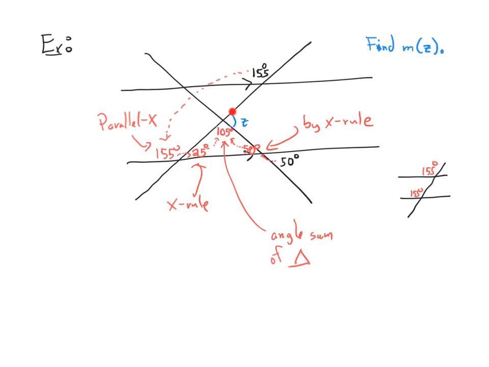Great. And then finally, well, if this guy is 105 degrees, this guy is definitely an adjacent angle to it. Here's our x. So this guy has to be 75 degrees. So this here is indeed 75 degrees. And I'll put a little arrow here to remind myself how I got that. And that is via, again, the X rule.